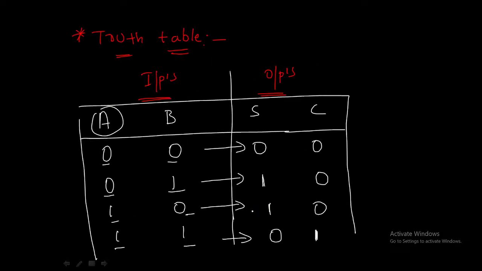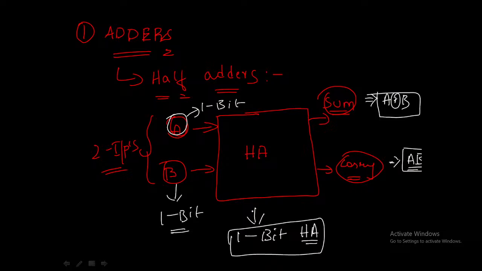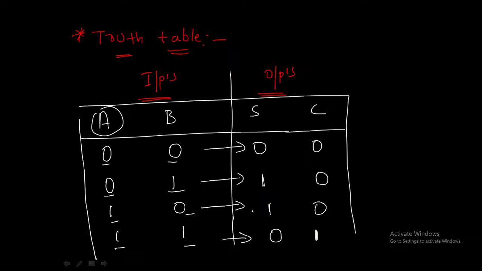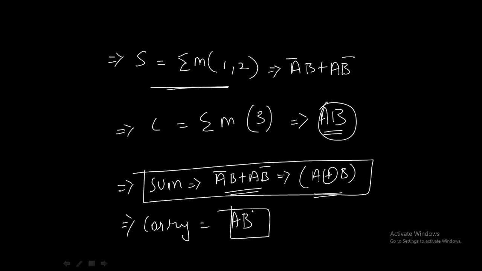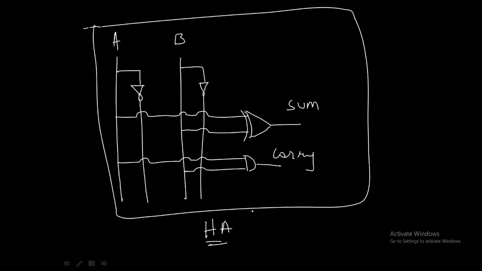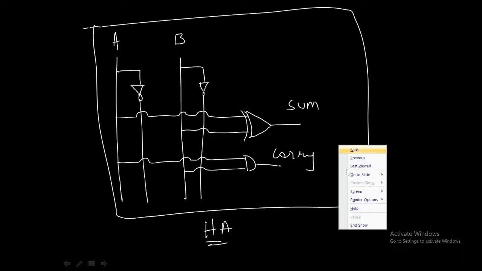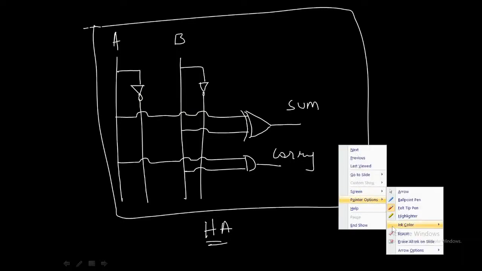So what is the first step? The first step is to identify the behavior, and you are going to tabulate it using the truth table. From that truth table you form your Boolean expressions, and from that you form the logic circuit. This is how you design a combinational circuit, and this is the Boolean expression and logic circuit for the half adder circuit.